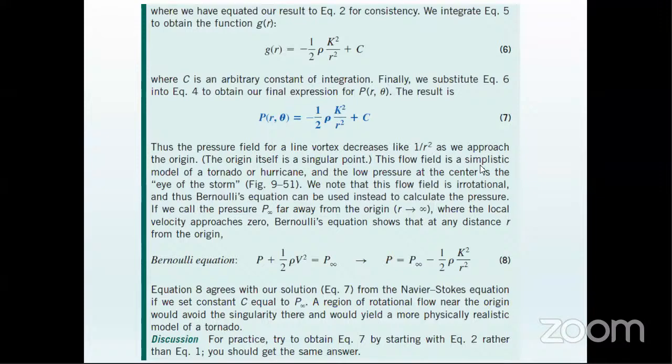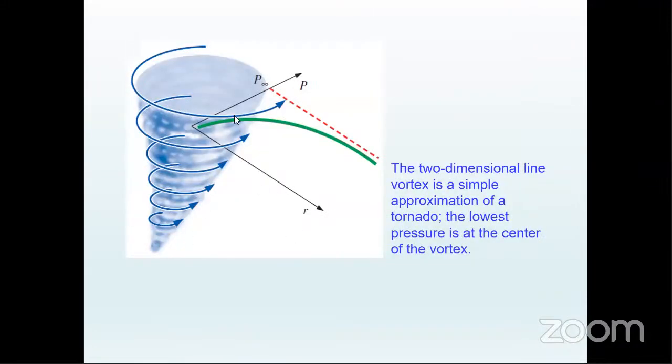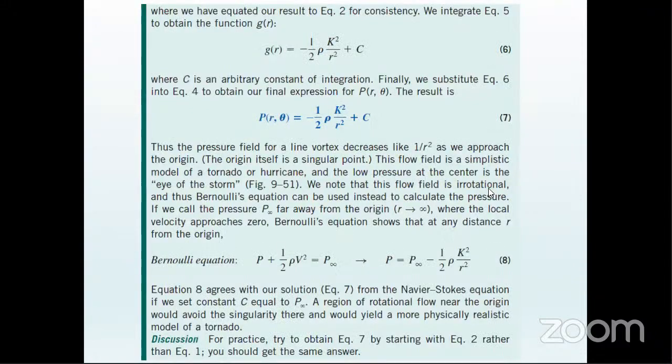This flow field is a simplistic model of the example of tornadoes or hurricanes that I will describe in the next figure. We note that this flow field is irrotational, and thus the Bernoulli equation, which we got earlier for fluid dynamics, can be used to calculate the pressure, if we recall the pressure at infinite distance away from the origin, where the local velocity approaches zero.